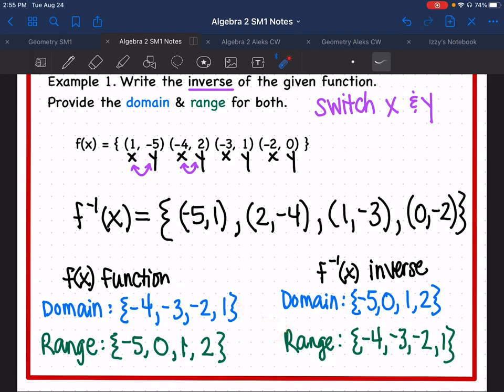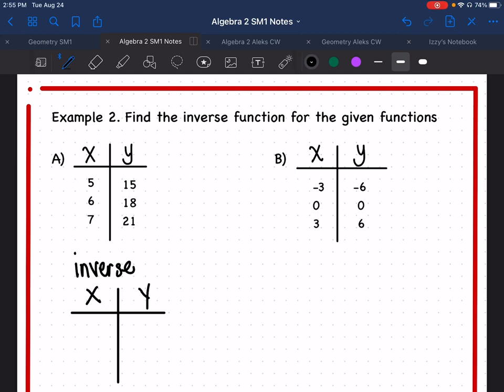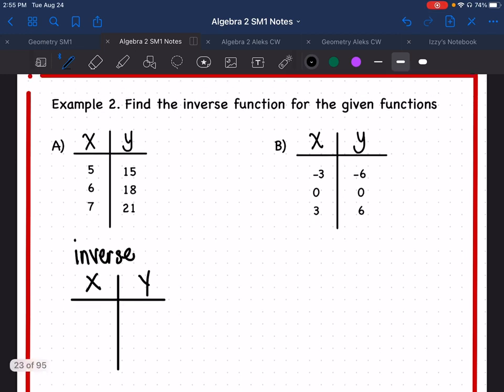All right, let's try another one. Let's try one with some tables. Find the inverse of the function for the given functions below. All right, here we go. So all we need are the inverses, and I'm going to write the word inverse, and I'm just going to use the same format that they used up above. So I'm going to create another table. I'm going to keep it X, I'm going to keep it Y, but all I have to do is switch.